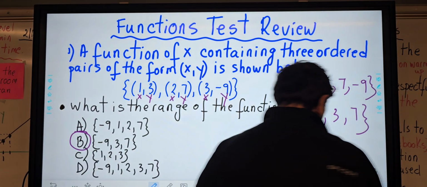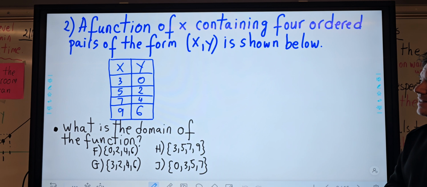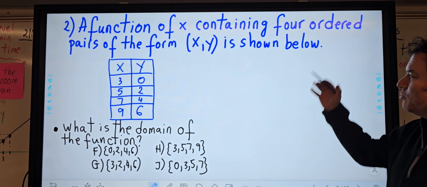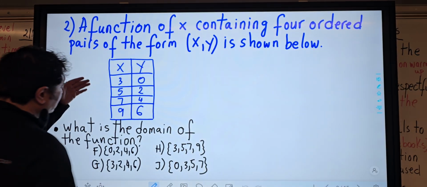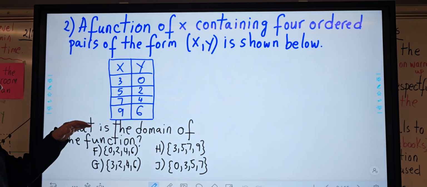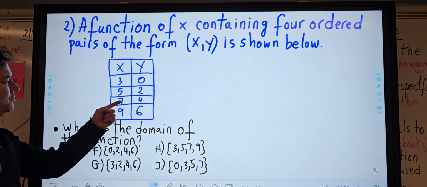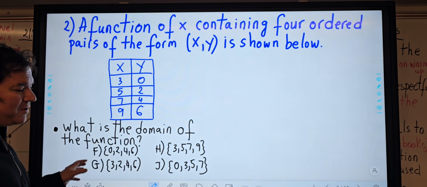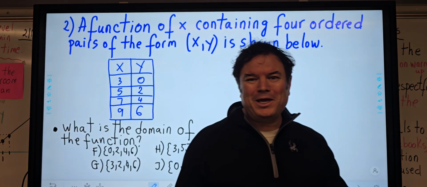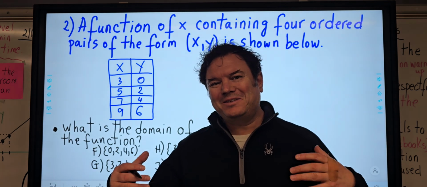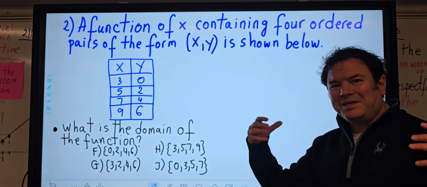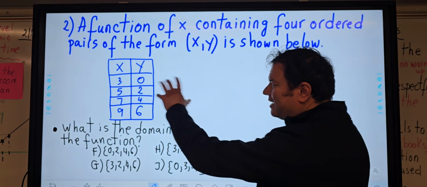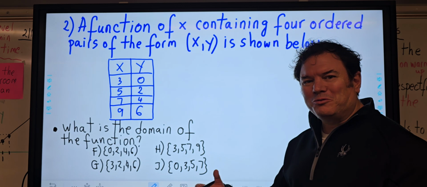Let's take a look at another question you may see on a test. A function of x containing four ordered pairs of the form x and y is shown below. So we have some values for x: 3, 5, 7, and 9. And then we have the y values: 0, 2, 4, and 6. The question is, what is the domain of this function? And remember, if the y was the range, the domain is the x, right? The domain is the independent variable.